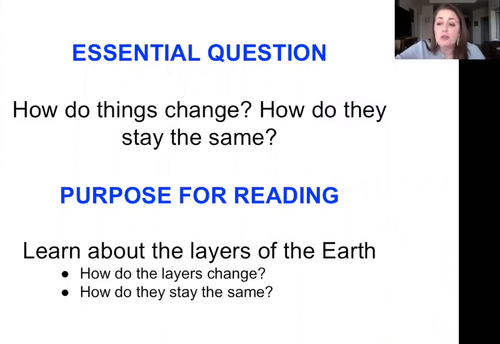Our purpose for reading today, or our job. Today we need to learn about the layers of the earth. Did you know that there were layers of the earth? Wow. We need to think about how do the layers change and how do they stay the same?